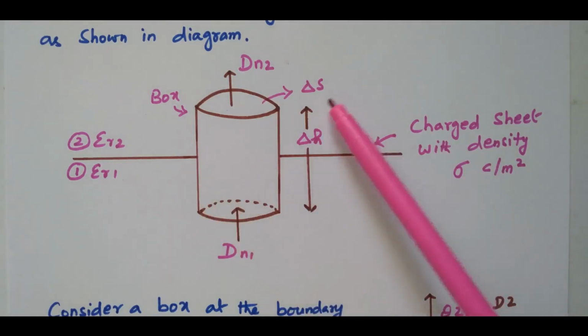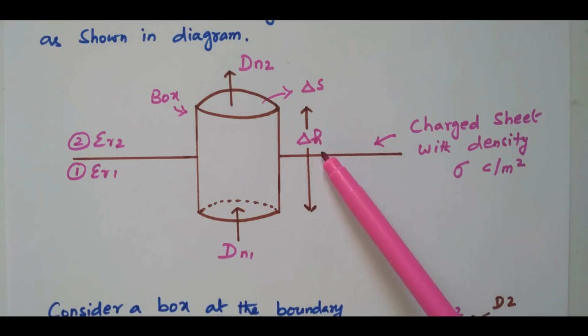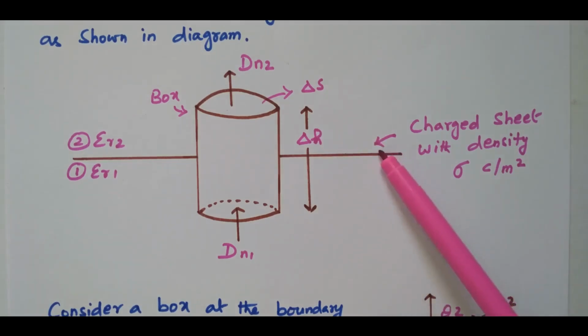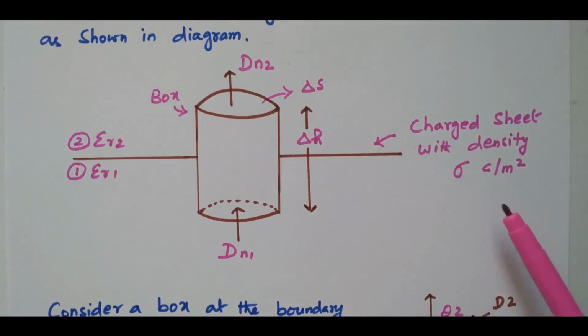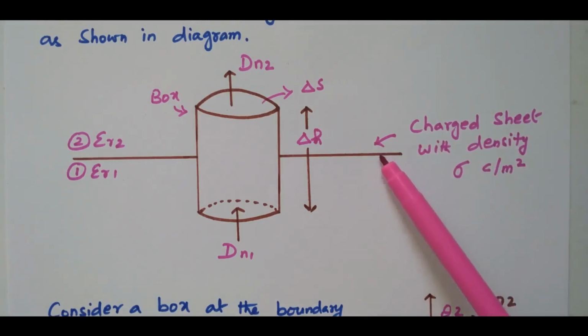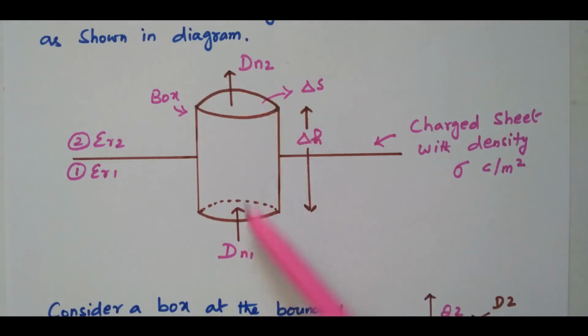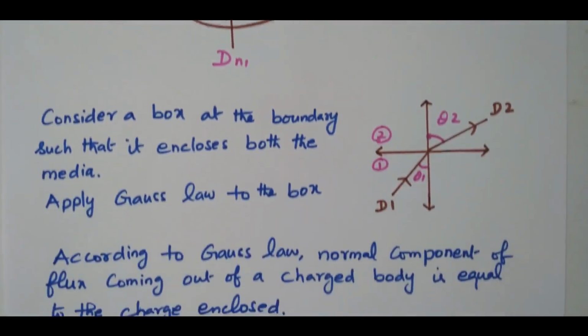The surface area of the box is delta S. The height is delta H. So at this boundary, what do we have? A charged sheet with density sigma coulomb per meter square. One charged sheet is placed at the boundary. So due to that, we will see what will happen, whether both are equal or any change is available. So this description is given.